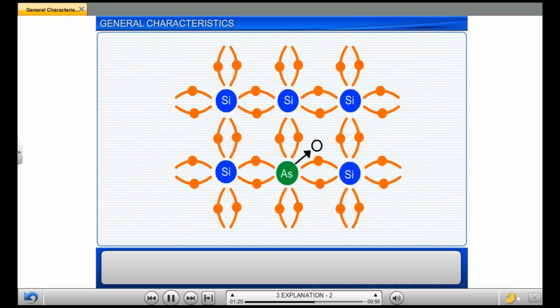For example, the conductivity of silicon increases with the addition of impurities such as arsenic. So, a solid with the desired properties can be prepared by altering its structure.